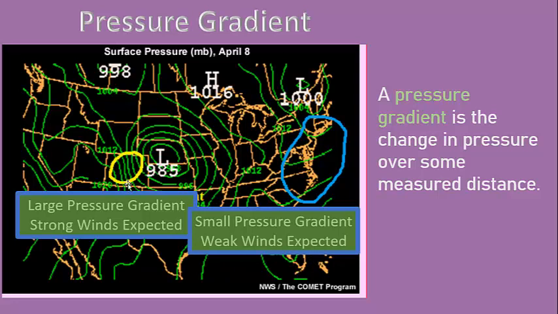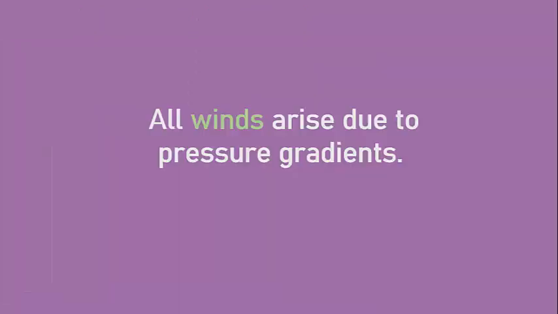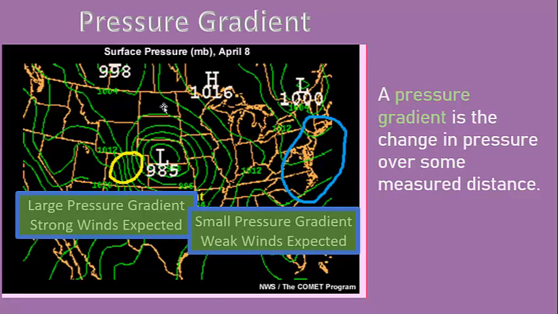In a small pressure gradient, weak winds are expected. Wind is the flow of air. And so in a high pressure system, the air will flow quickly, and in a low pressure system, the air will flow more slowly. So pressure gradients, pressure mediation, is the cause of fast winds or slow winds. All winds arise due to pressure gradients, and that's what we are seeing in this picture.